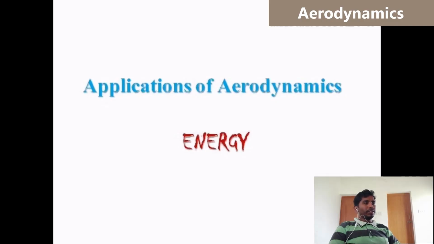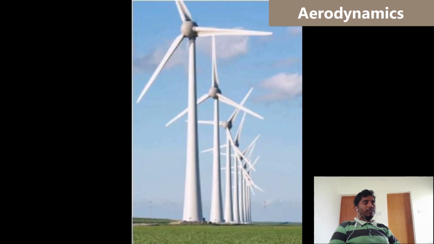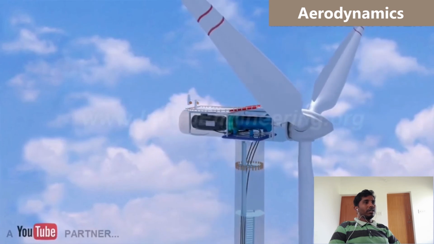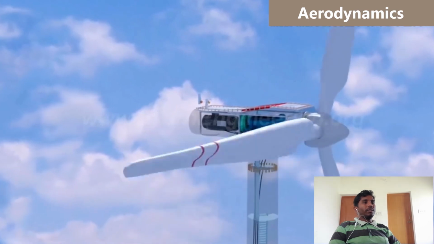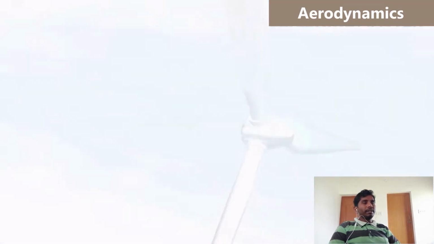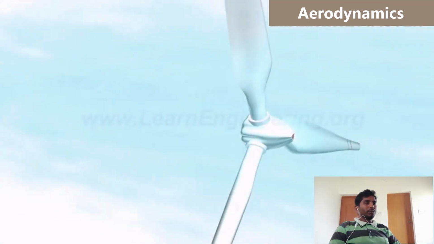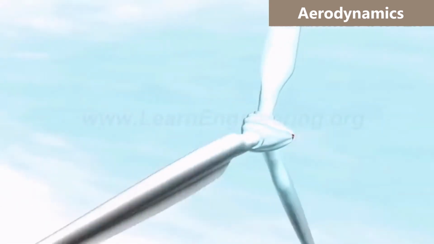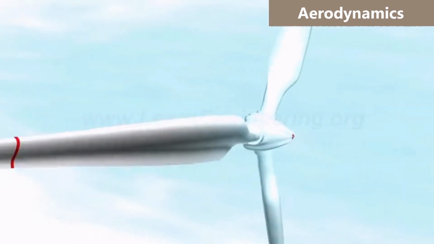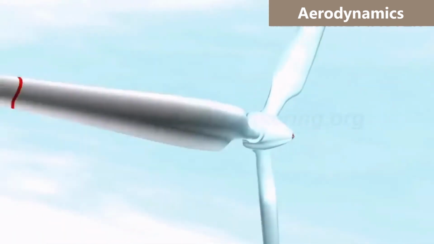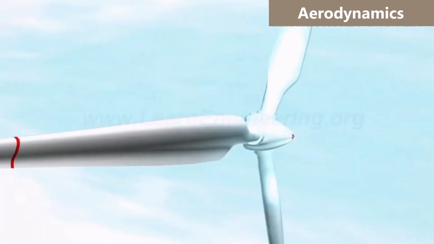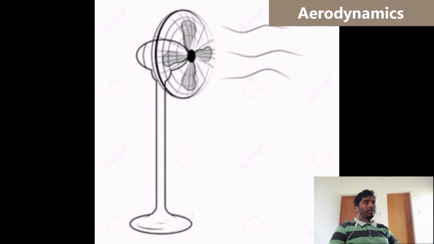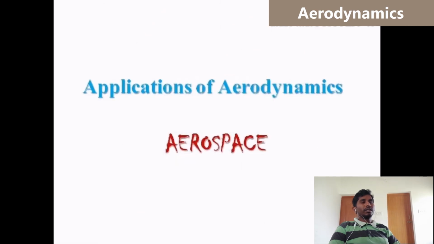Applications of aerodynamics in the energy field. Wind turbine is one of the best examples for a renewable energy source. Airflow over the windmill makes the turbine rotate, thereby converting it into energy. Even household and industrial fans are under the effect of aerodynamics.